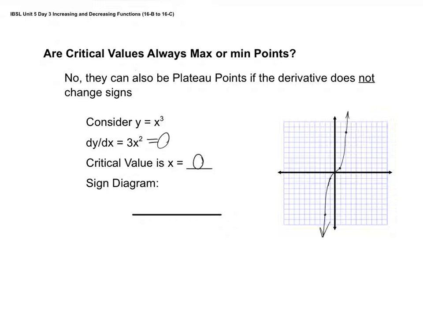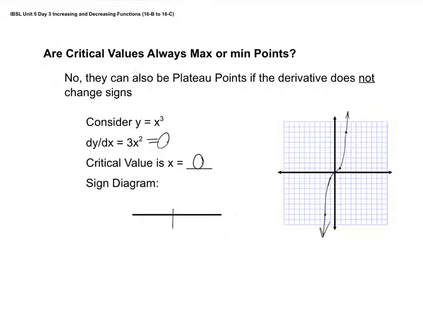Oh, by the way, I forgot to point this out. Your book and IB use the term stationary points a lot. They use both terms. For the points that you get for the critical values, they call them stationary points because your velocity is 0. You're stationary. You're not moving for that one moment.